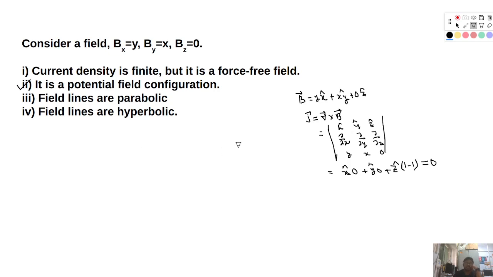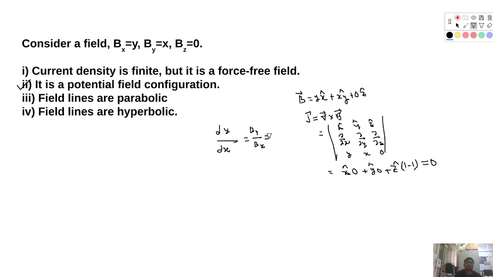Now the question is whether the field lines are parabolic or hyperbolic. How do we find out? So this is like you have dy, you have dx, which will be given by By over Bx, right?